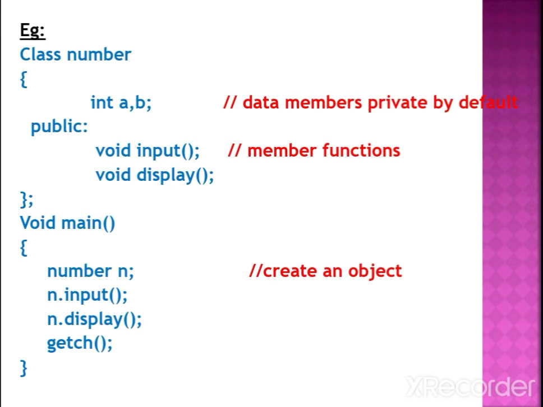Class number conceals class members, data members and member functions. A and b are data members. Input and display, these two are member functions.